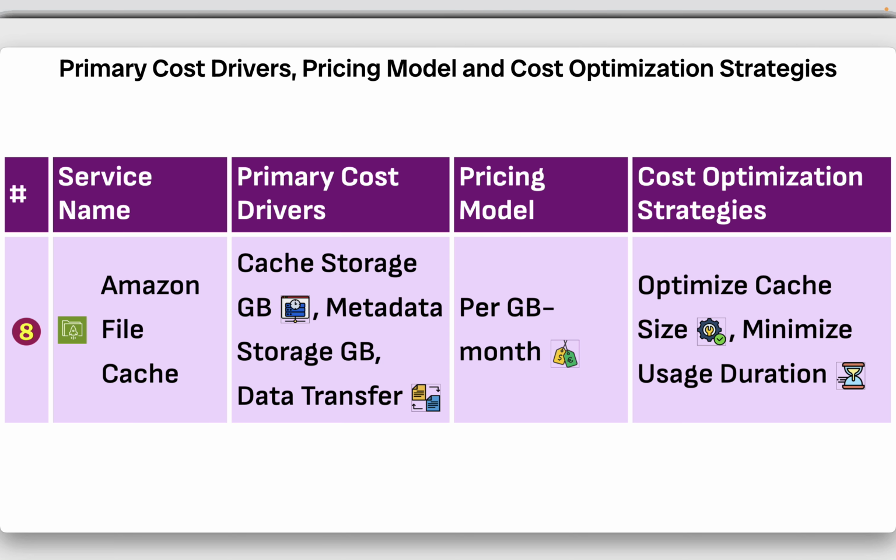Amazon File Cache. Primary cost drivers are cache storage per GB, metadata storage GB, data transfer, cache to backend. Pricing model is per GB per month. Cost optimization strategies, you can optimize cache size and minimize usage duration.